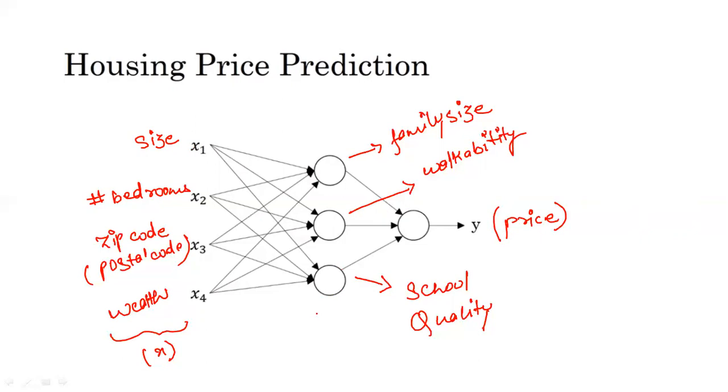So this is a very basic example of how we could apply a neural network to the housing price prediction problem. Remember that this is a very basic problem, and by stacking up these small neural networks, you could make a very large neural network also.